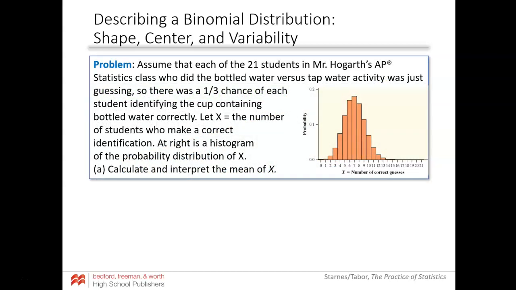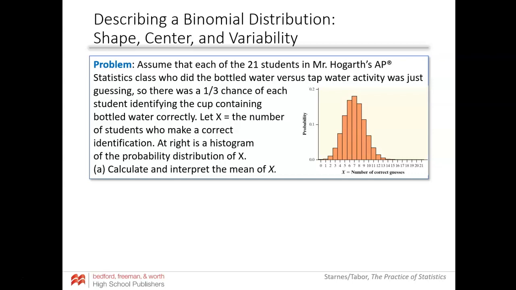Assume that each of the 21 students in Mr. Hogarth's AP Stats class who did the bottled water versus tap water activity was just guessing. So there's a third chance of each student identifying the cup containing bottled water correctly. This is an activity that's displayed in our book, and we'll look closer at it in class. Let X equal the number of students who make a correct identification. At the right is a histogram of the probability distribution of X. Calculate and interpret the mean.